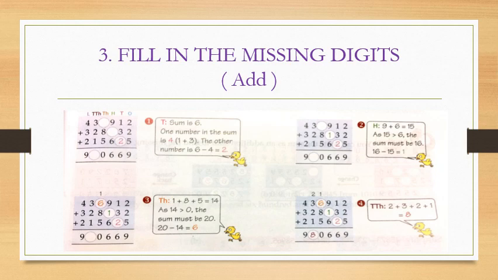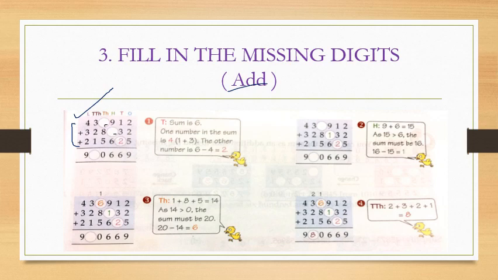Students, our third heading is fill in the missing digits. Now fill in the missing digits, add, and in the next one we will study about subtraction. Now let's see one example. Here three large numbers are given.